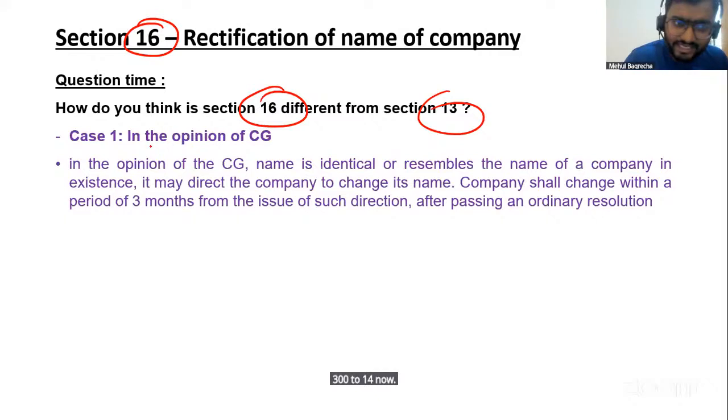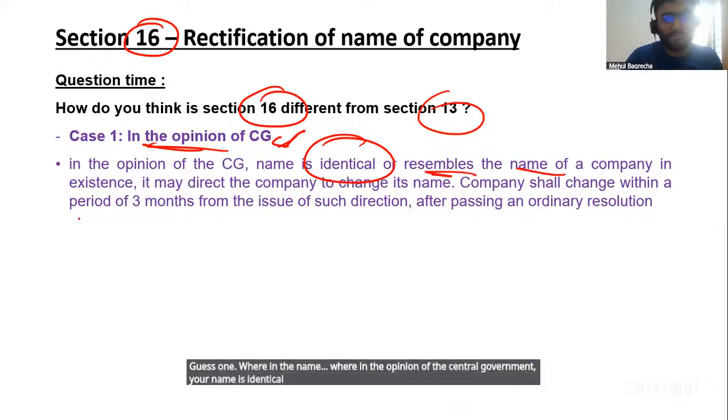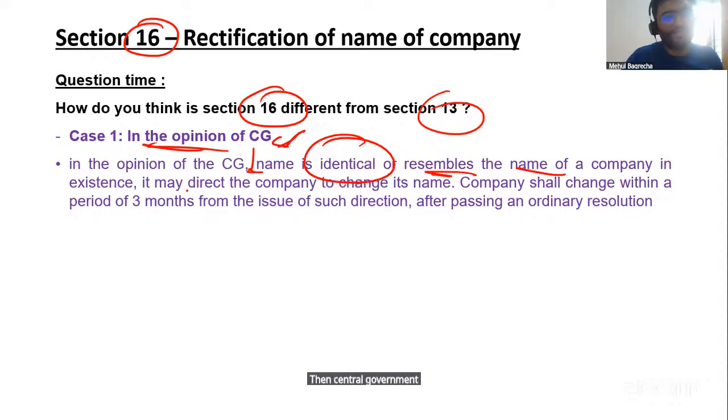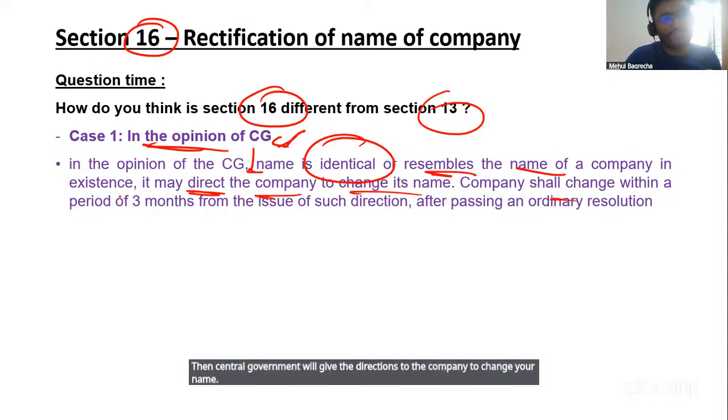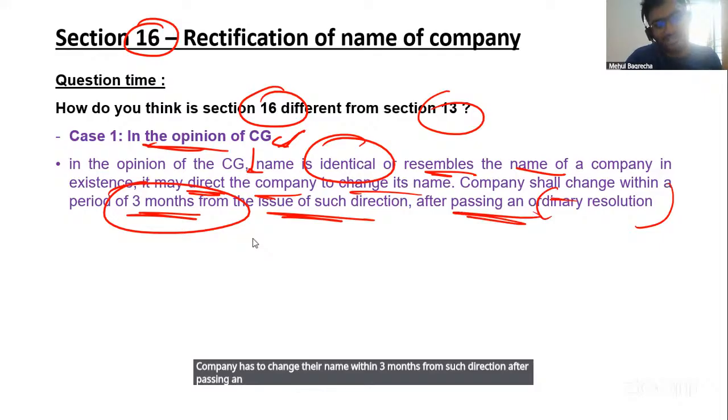Case 1. Where in the opinion of the central government, your name is identical or resembles the name of another company, then central government will give directions to the company to change its name. The company has to change its name within 3 months from such direction after passing an ordinary resolution.